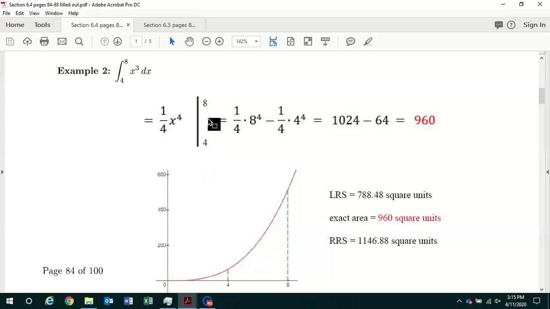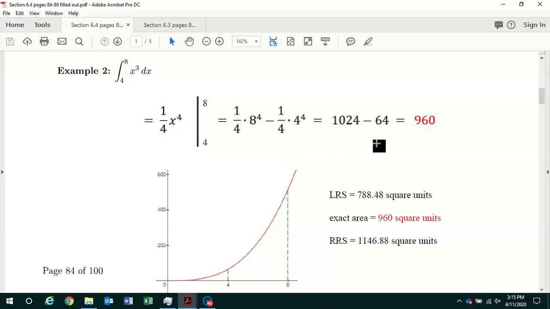And so we first put in the upper limit of integration, and we have 1/4 times 8 to the 4th power. Then we subtract and put in the lower limit of integration, and we have minus 1/4 times 4 to the 4th power. And now it's arithmetic. You just apply the order of operations. And so this first term is equal to 1024.